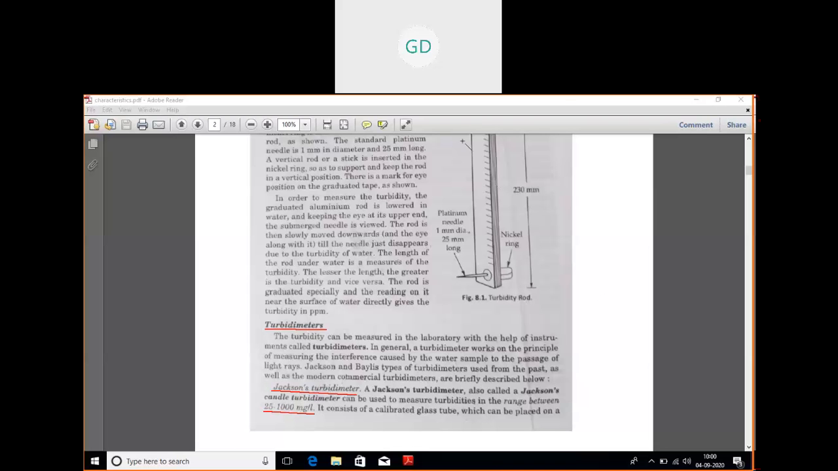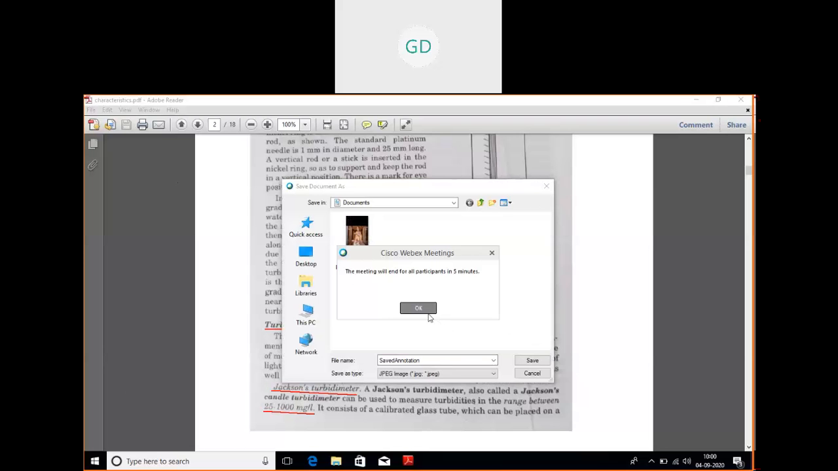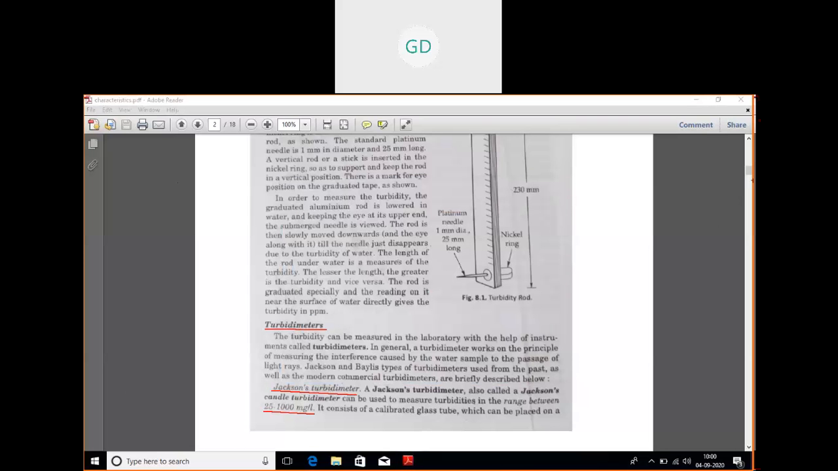Okay, next. It will end in 5 minutes. No issues. Let's see. Next, you see, this cursor is not working.